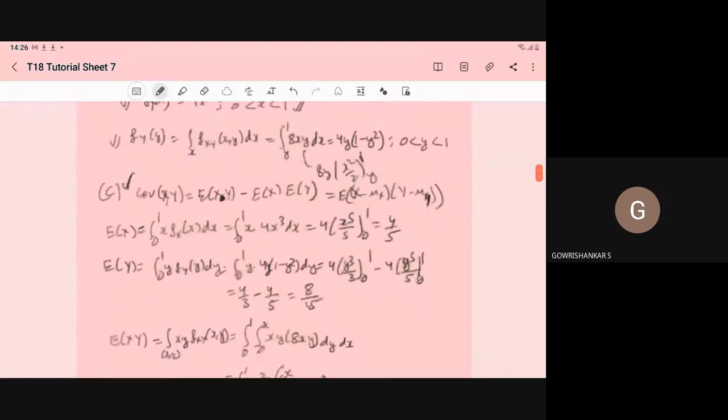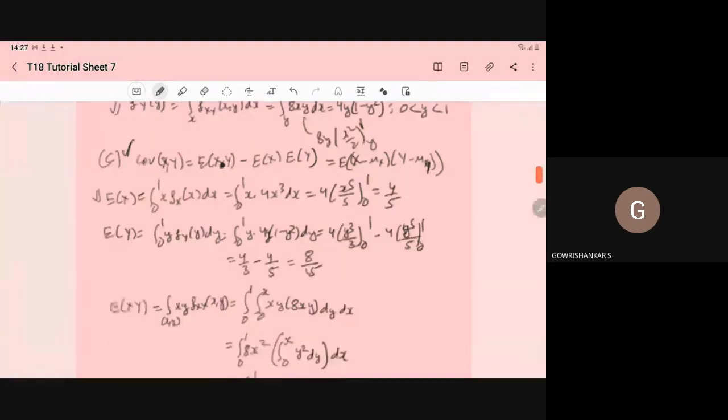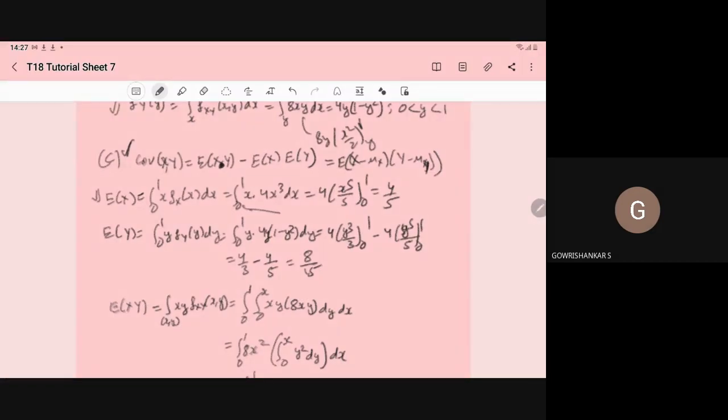So what is the expectation of x? Already you have the idea how to compute the expectation of the random variable. It is x into fx. So the integral 0 to 1 of x into fx into dx. fx we have already computed above. So this will become integration 0 to 1 of x into 4x cube into dx. That will give you 4 into x to power 5 upon 5, 0 to 1. So that will give you 4 upon 5.